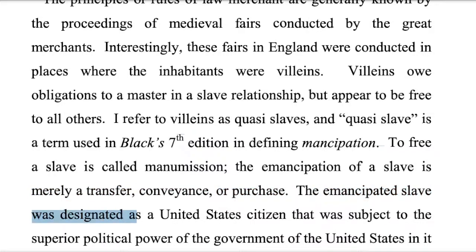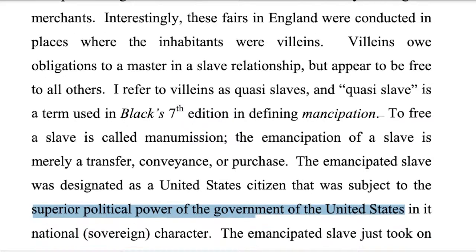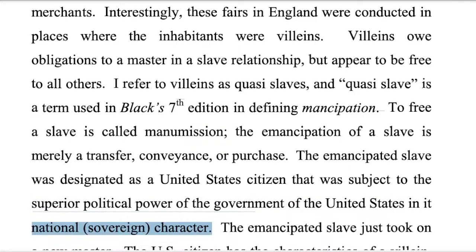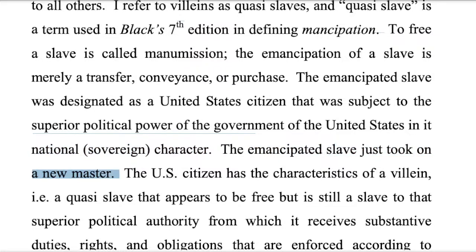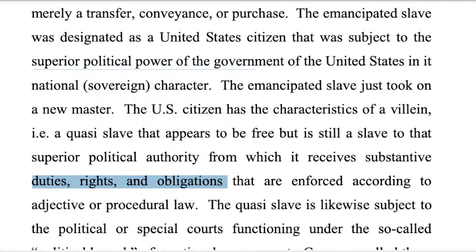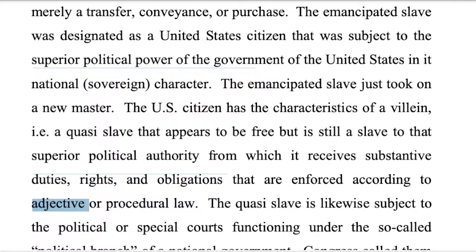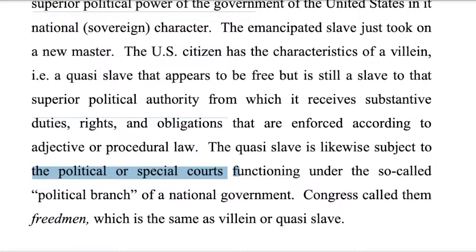The emancipated slave was designated as a United States citizen that was subject to the superior political power of the government of the United States in its national sovereign character. The emancipated slave just took on a new master. The U.S. citizen has the characteristics of a villein, a quasi-slave that appears to be free, but is still a slave to that superior political authority from which it receives substantive duties, rights, and obligations that are enforced according to adjective or procedural law. The quasi-slave is likewise subject to the political or special courts functioning under the so-called political branch of a national government. Congress called them freedmen, which is the same as villein or quasi-slave.